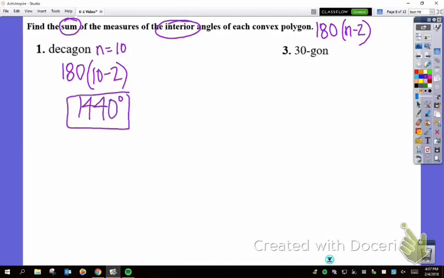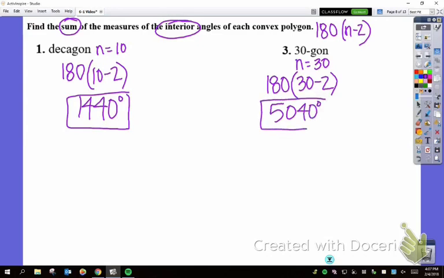Okay, our second one says it's a 30-gon, which means we have n equal to 30. So here we're going to say 180 times (30 minus 2), and 30 minus 2 is 28. And 180 times 28 is going to give you 5,040 degrees. And that's it, that's your angle sums.